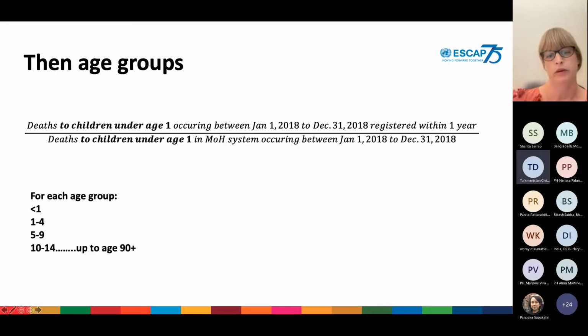So next we would look at age groups, starting with children under age 1. Again, we're still using 2018 as the year of occurrence of the event. And then the different age groups we would want to look at: under age 1, 1 to 4, 5 to 9. And I have here all the way up to 90 plus, but this depends on the national context, how good the data is in some of the upper age groups, people's life expectancy, et cetera. So in some countries, you might want to cap this at 80 plus, maybe even 75 plus. It just depends on the situation.